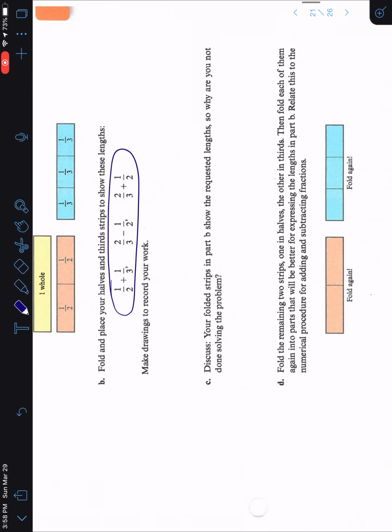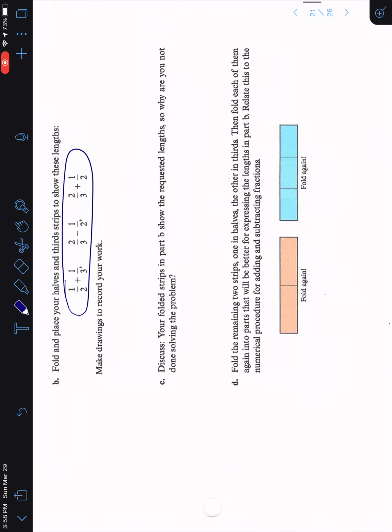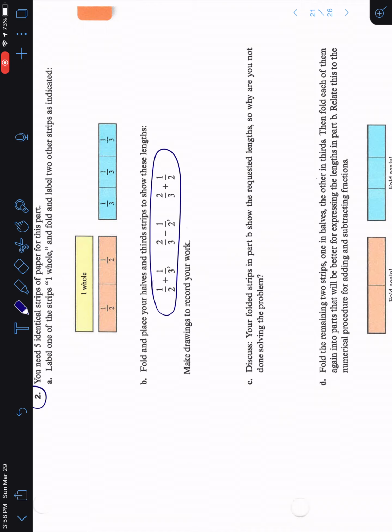All right. So you can do the same thing by folding. Instead of looking at the rods, you can fold a piece of paper in different ways to be able to figure out or to model addition and subtraction of fractions.